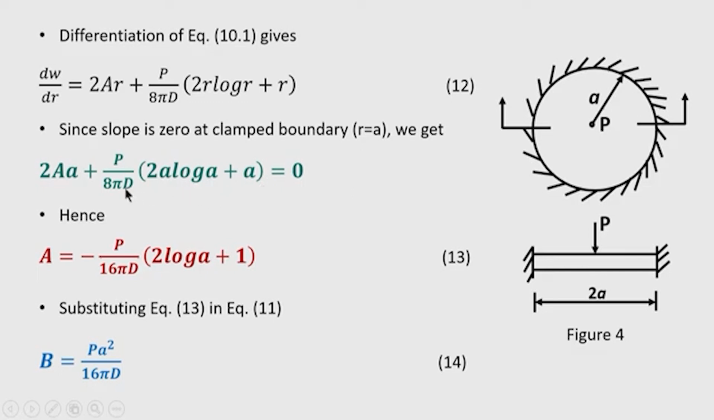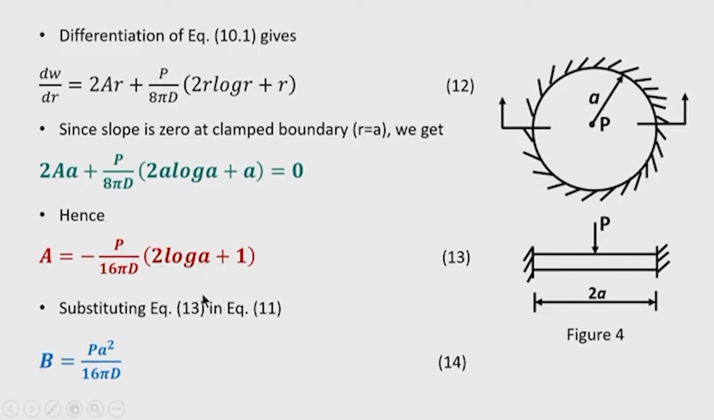From this expression one can see that the constant capital A can be obtained as minus, I take this term to the right hand side. So it becomes minus p by 16 pi d. You can see 2 is brought here. So 8 into 2 is 16 pi d bracket 2 log a, because it is divided by a. So 2 log a, and a by a is 1. So we get the constant A as minus p by 16 pi d bracket 2 log a plus 1.